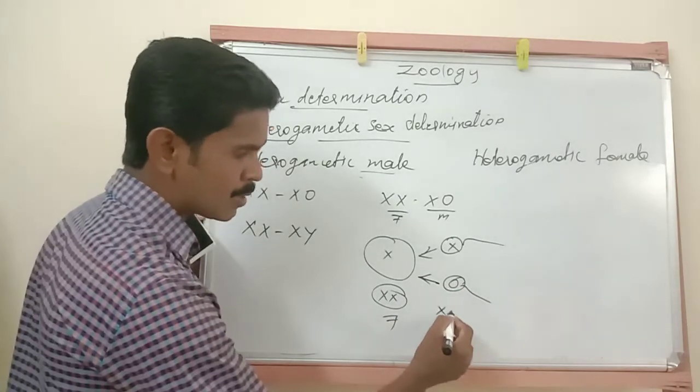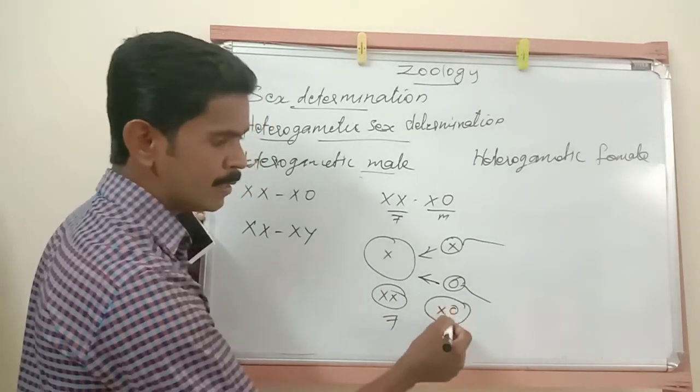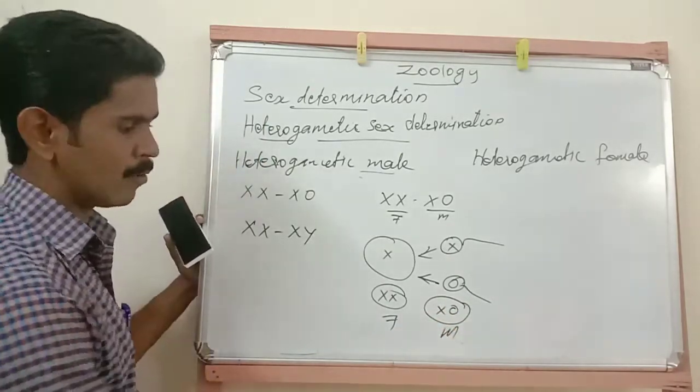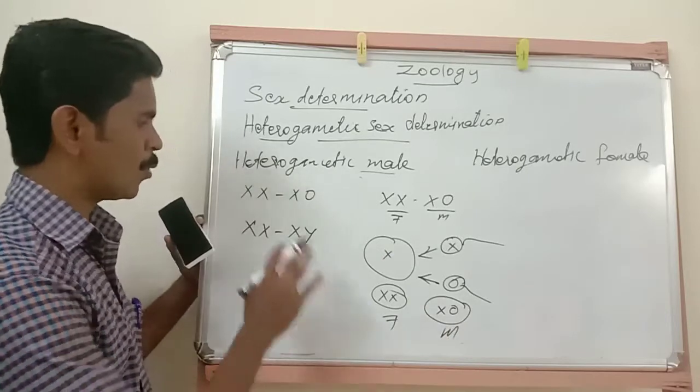So it will produce the embryo. That embryo is in XO type. So it is a male. So it will become a male organism. I hope you understood this point.